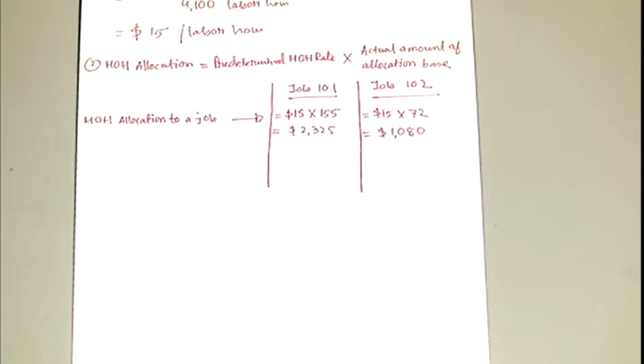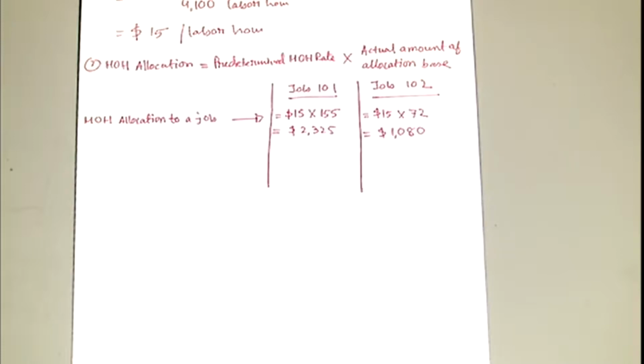Now let's read Requirement 3. What is the total cost of job 101 and job 102? Now you need to know the total cost. The total cost has 3 components. Adam, can you remember what the 3 components are? If I ask you what is the total cost of manufacturing this calculator, you should assume 3 types of cost. One is direct material cost, other is direct labor cost, another is manufacturing overhead.